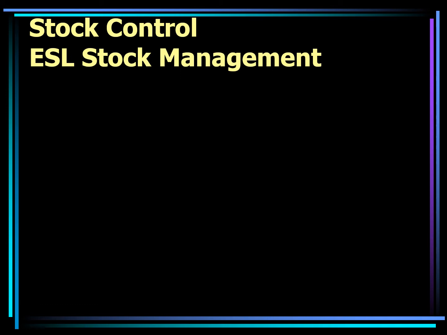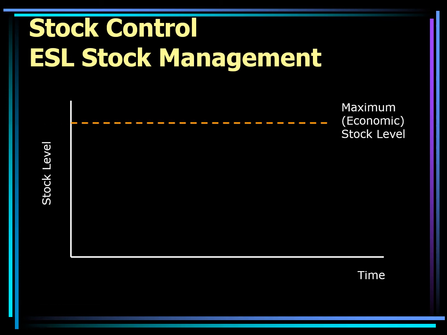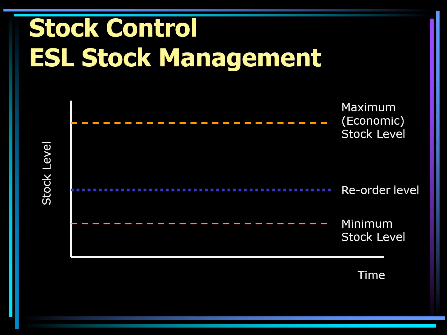But this is your economic stock level, stock management graph, and it will show you the different times at which we need to reorder, maximum stock levels. So you've got your stock level against your time. You've got your maximum economic stock level, so really the maximum amount you should be keeping in your warehouse at any time. Your minimum stock level to ensure you don't run out of any products. Your reorder level.